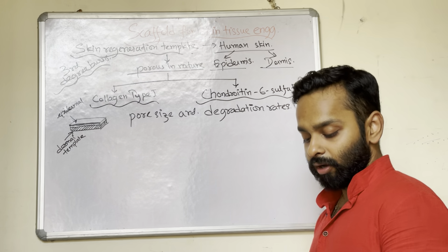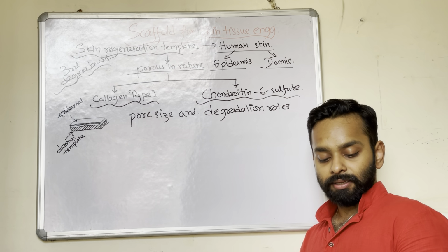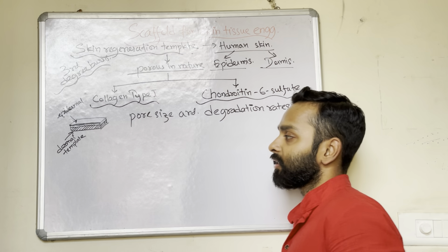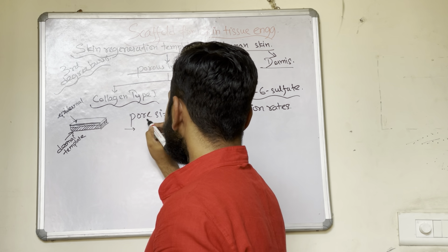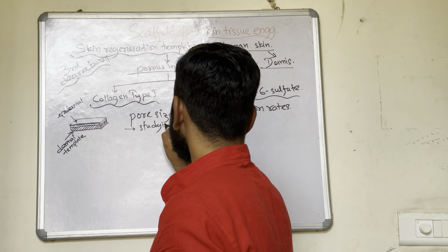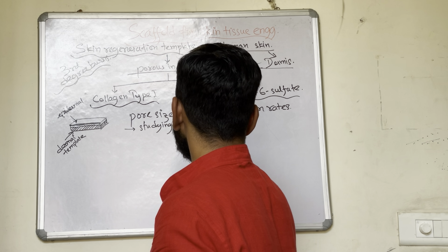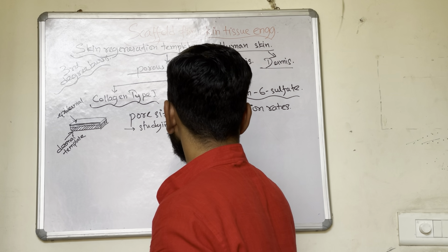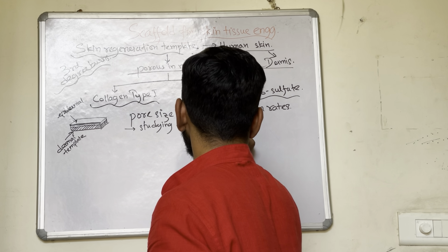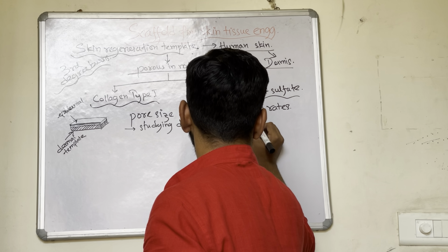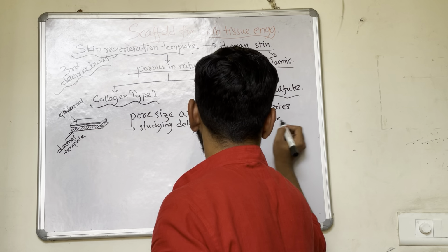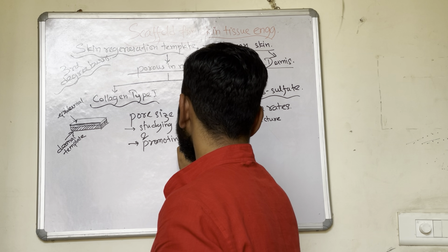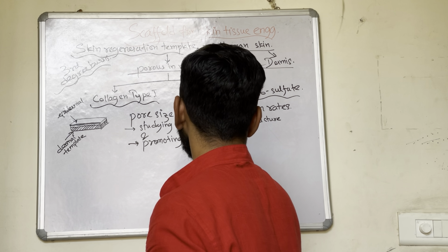Now this is an example of a classic wound healing model which is studied for its ability to delay wound contracture and promote the dermal regeneration. So it is used for studying the delay in wound contracture and for promoting dermal repair.